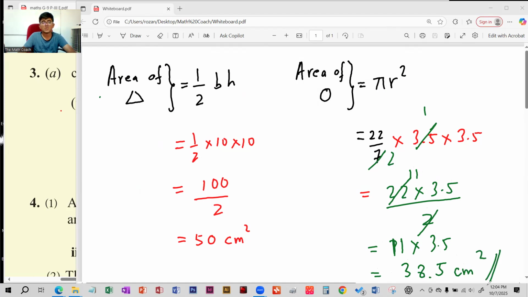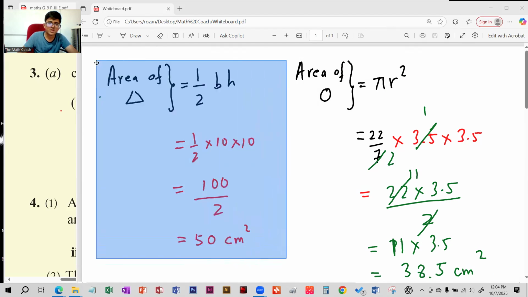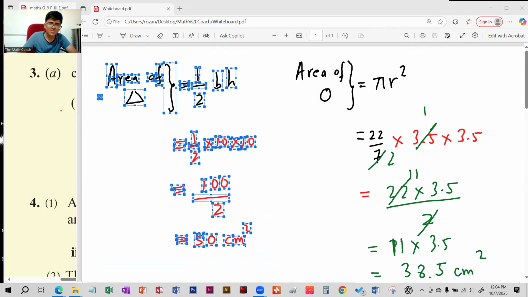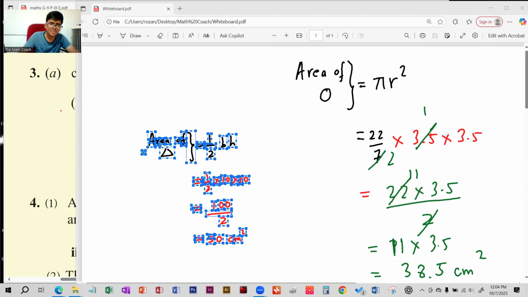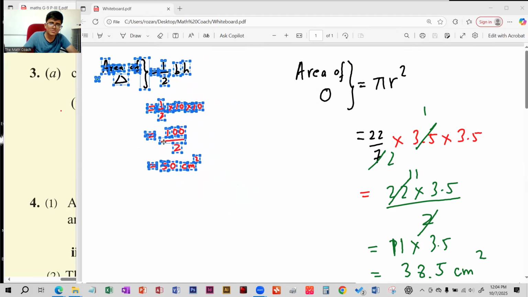Okay, that's the answer. No, it's not the answer. That's a sub answer. Now in the third part, we should subtract the area of the triangle minus the area of the circle. Let's do that as well. I'll minimize this here so you can have much space.